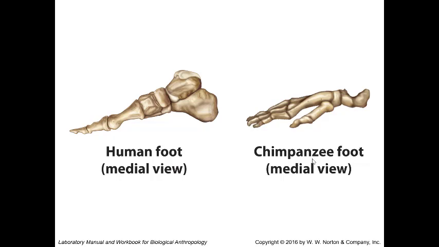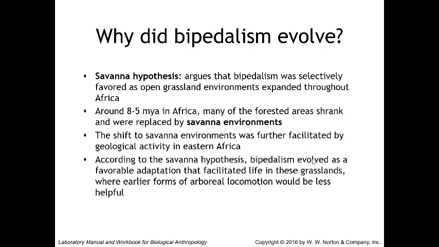So why did bipedalism evolve? There are numerous explanations that have been put forward and have gained a varying amount of support in the scholarly community. Most famous of these explanations is the savanna hypothesis, which is supported by Raymond Dart. Raymond Dart is an early paleoanthropologist who first identified Australopithecus africanus. The savanna hypothesis argues that bipedalism was selectively favored as open grassland environments expanded throughout Africa.